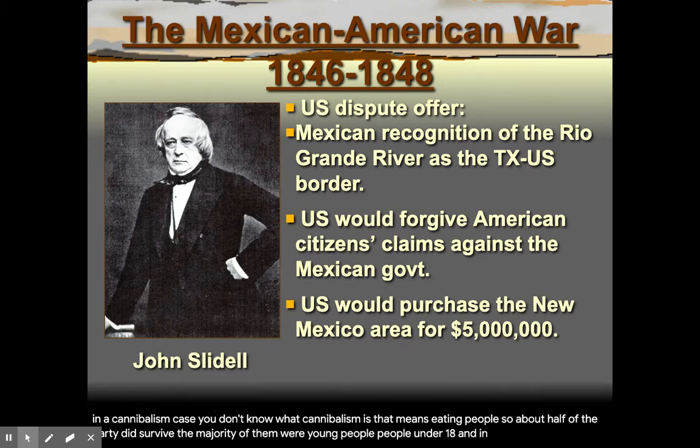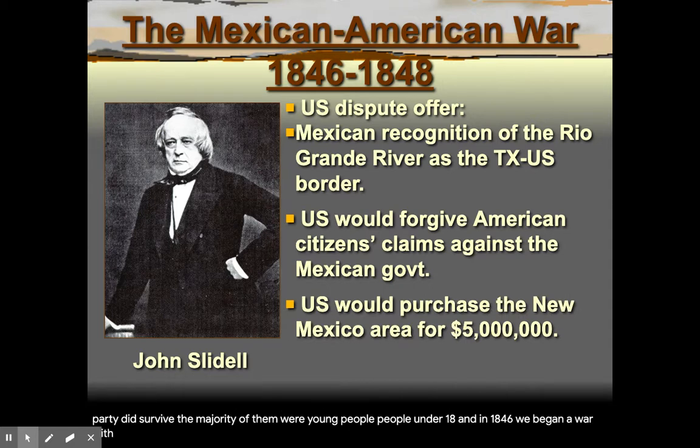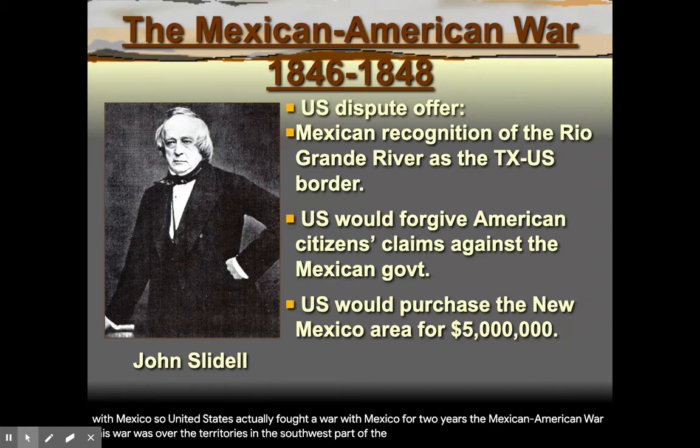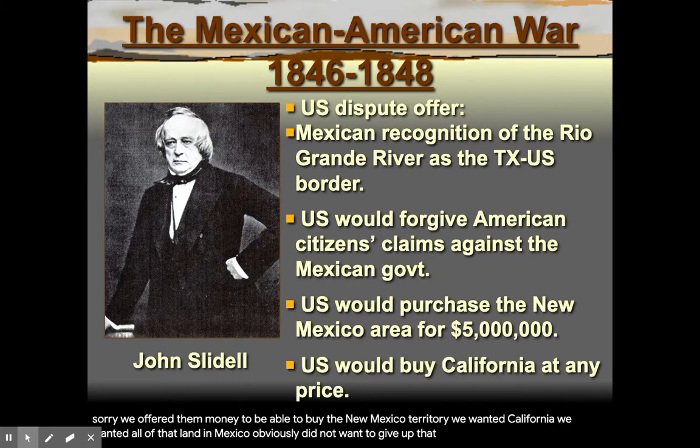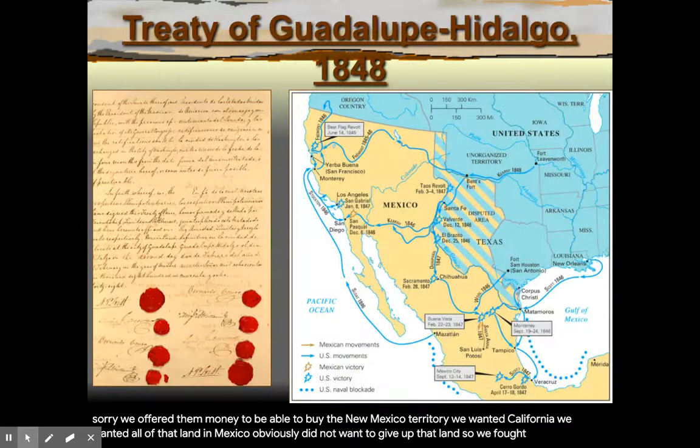And in 1846, we began a war with Mexico. The United States actually fought a war with Mexico for 2 years, the Mexican-American War. This war was over the territories in the southwest part of the United States. We offered Mexico money to buy the New Mexico territory. We wanted California. We wanted all of that land, and Mexico obviously did not want to give up that land. So we fought a war about it.